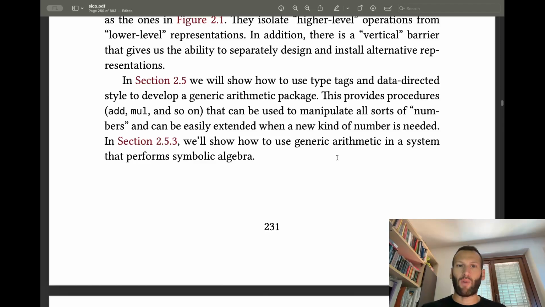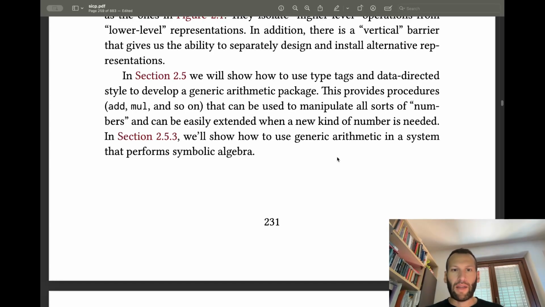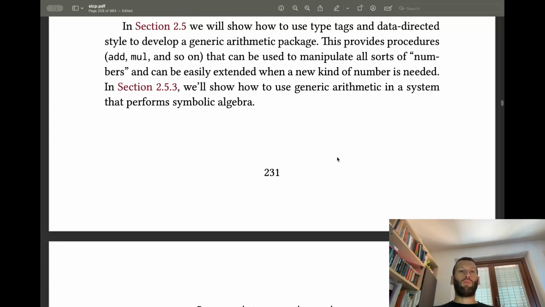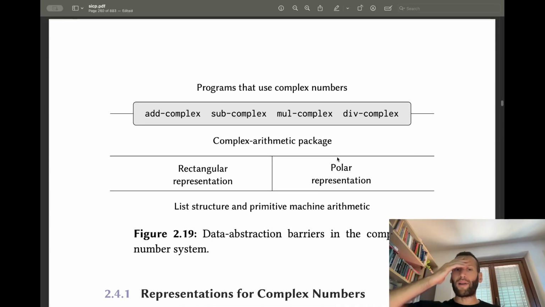In section 2.5, we will show how to use type tags and data-directed style to develop a generic arithmetic package. This provides procedures that can be used to manipulate all sorts of numbers and can be easily extended when a new kind of number is needed. In section 2.5.3, we will show how to use generic arithmetic in a system that performs symbolic algebra. So we have figure 2.19 showing data abstraction barriers in the complex number system. So programs that use complex numbers are these add-complex, sub-complex, mul-complex, and div-complex, so the four basic operations on complex numbers.